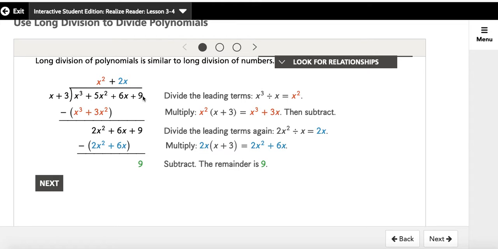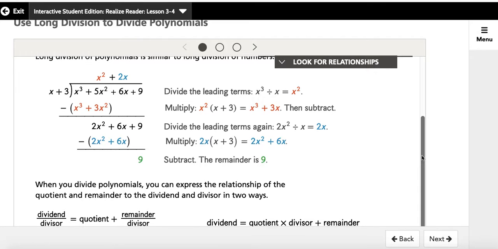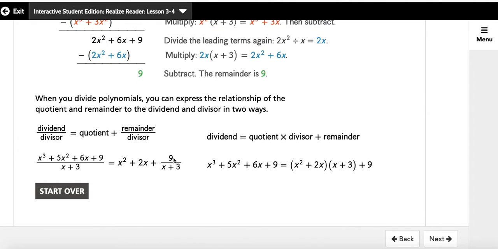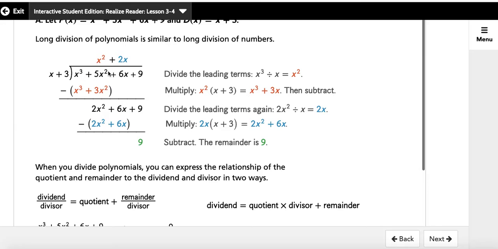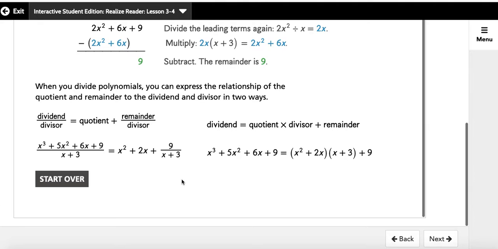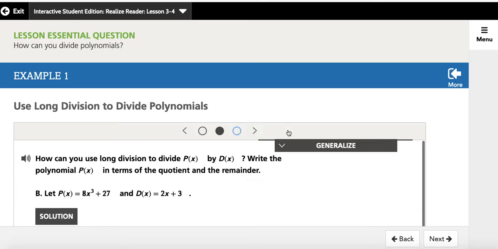So when you divide this polynomial by this binomial, you'll get x squared plus 2x. And then what you have to do with the remainder is write it as the remainder divided by the binomial. So the final answer for this polynomial divided by x plus 3 is x squared plus 2x plus 9 over x plus 3. Okay? That's long division.